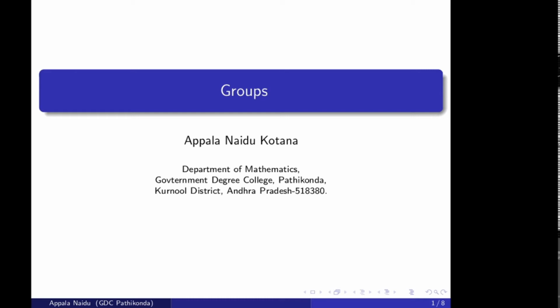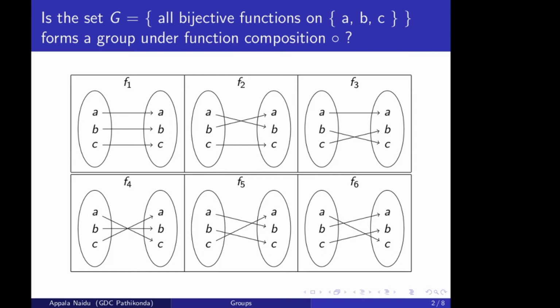Now let us see examples of groups. Consider G, the set of all bijective functions from a set consisting of elements A, B, C to the set consisting of elements A, B, C. You have to check whether the set of bijective functions forms a group under the composition of functions.